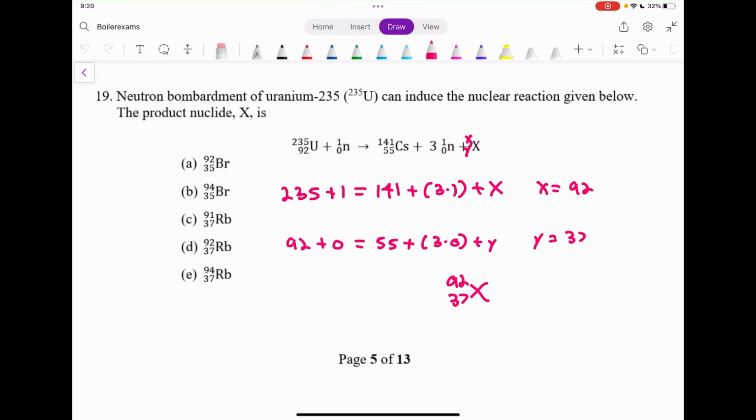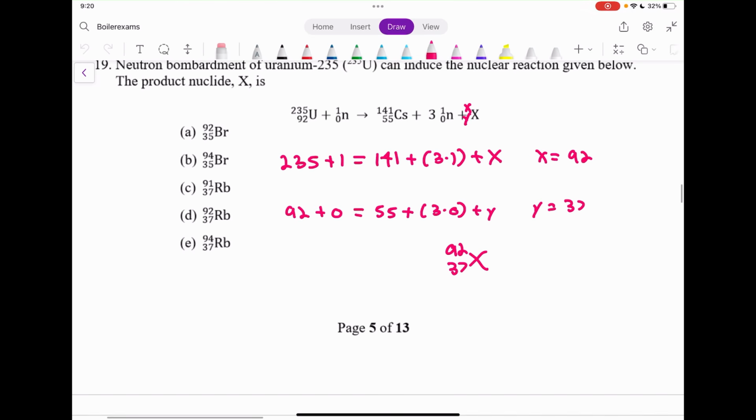The number that corresponds to atomic number 37 is Rb. So we got Rb-90 or Rb-92, and that has 37 protons. So D, 19D. Nice.